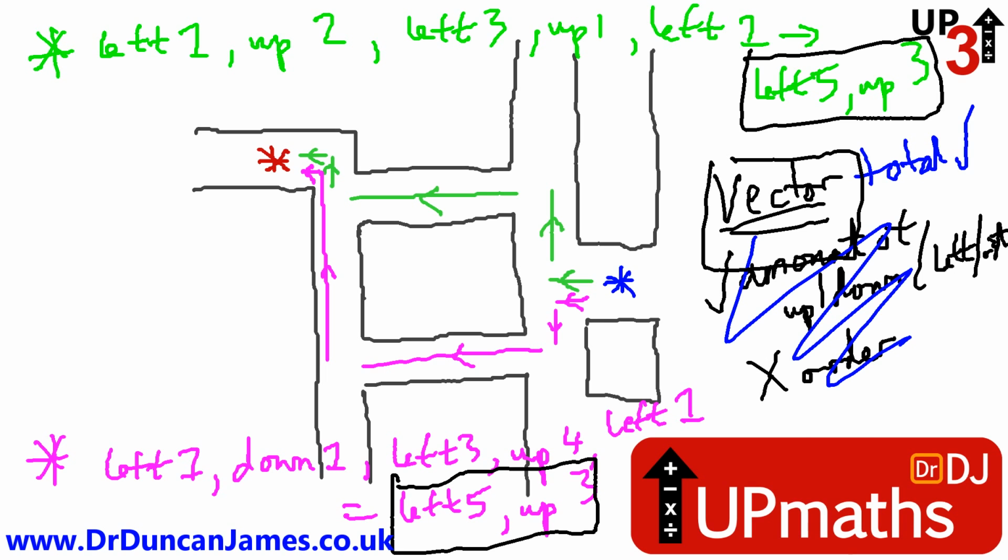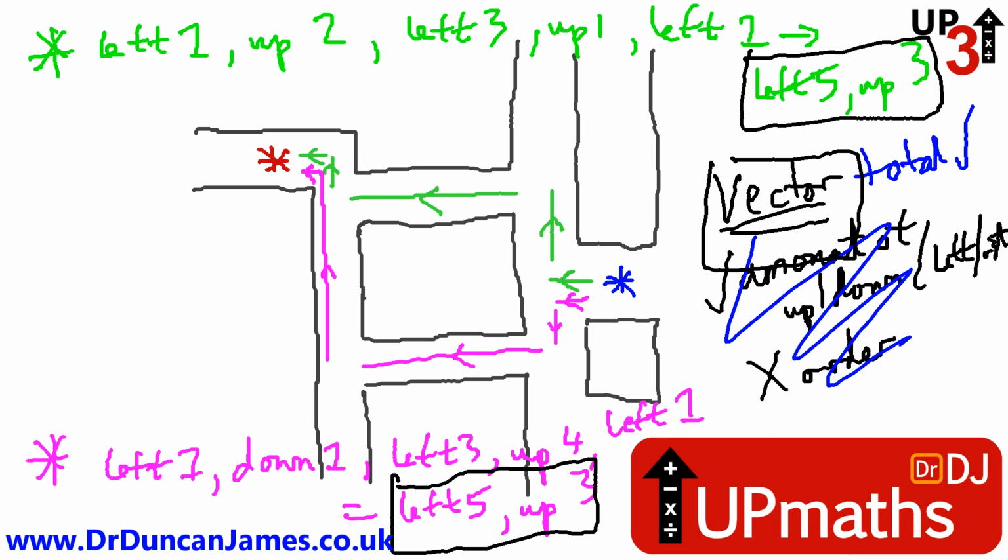So there's a couple of thoughts on this. The first one is, if we have a crow flying over here, so there's a crow flying, that straight line is still left 5 up 3, which is weird, isn't it? Because the crow hasn't gone left 5 and up 3. Well, except it kind of has. It just did it in a straight line. If you can kind of get your head around that.